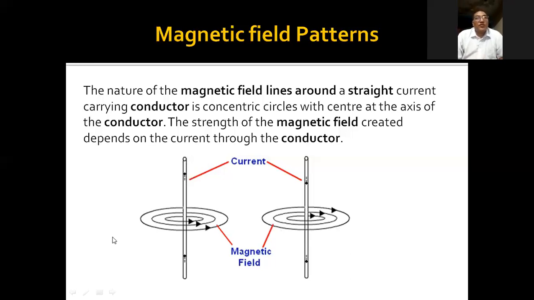One thing which you should understand is that when the current flows through a straight conductor, a magnetic field is created around it, and its magnetic field lines are in the form of concentric circles. In one diagram the circles are in the anti-clockwise direction, and in this diagram the circles are in the clockwise manner. So whenever there is current in a conductor, a magnetic field is created around it, and that magnetic field is in a circular manner.